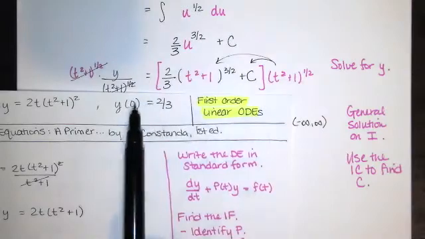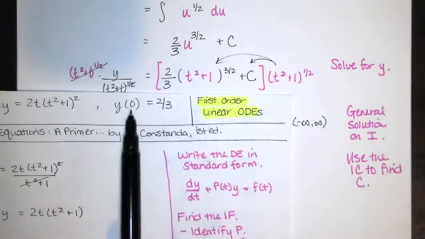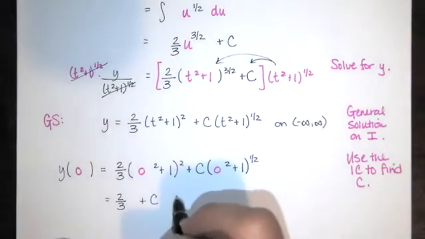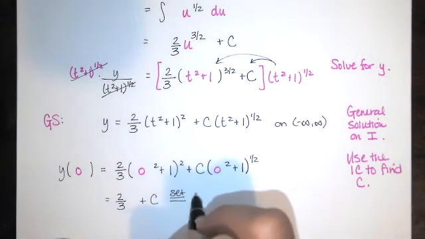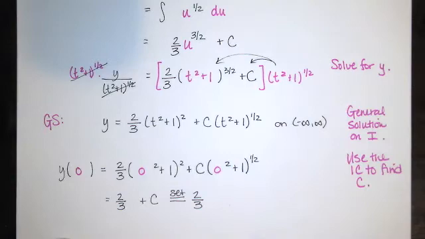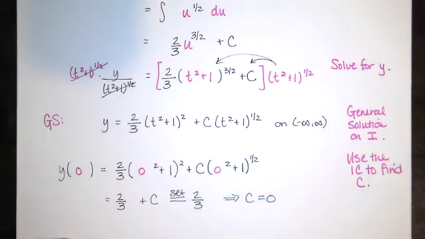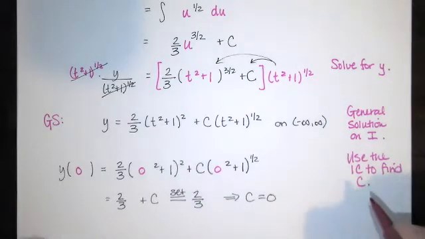And then we're going to say, we want the value of C for which y of 0 equals 2/3. So we take this and we set it equal to 2/3 and solve for C. Well, if 2/3 plus C equals 2/3, then we know C must be 0. Now you're not finished yet. You haven't told me the solution to the initial value problem yet.